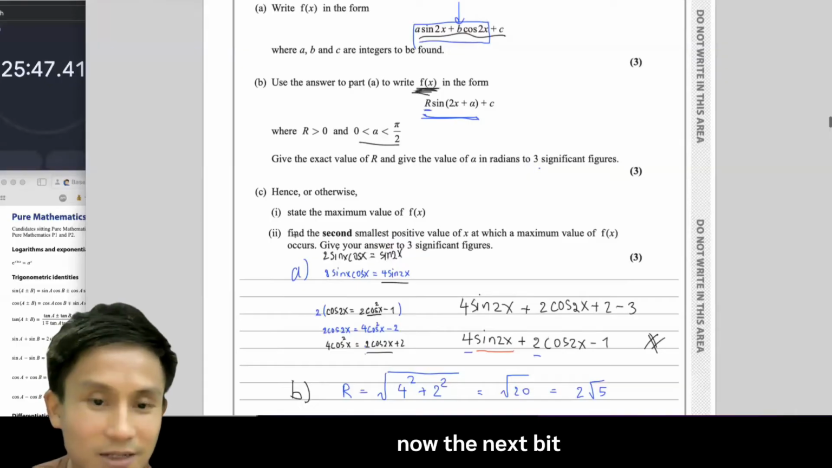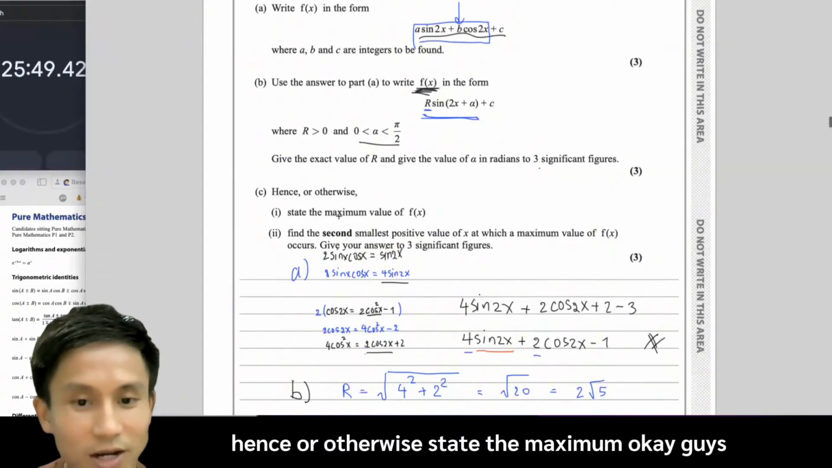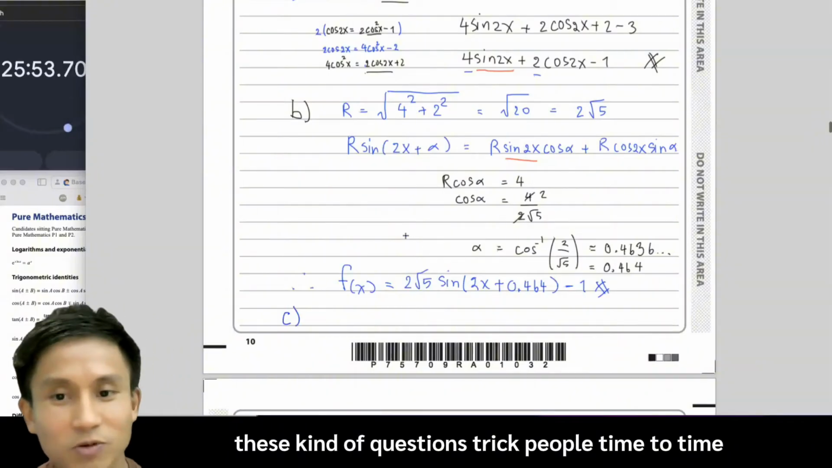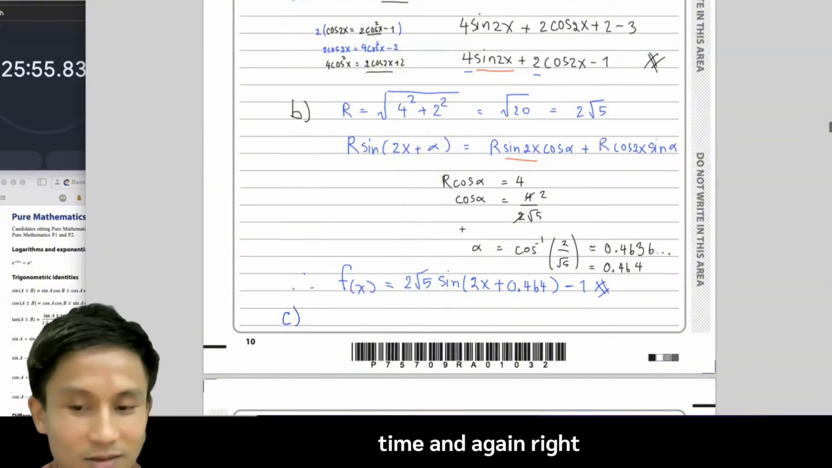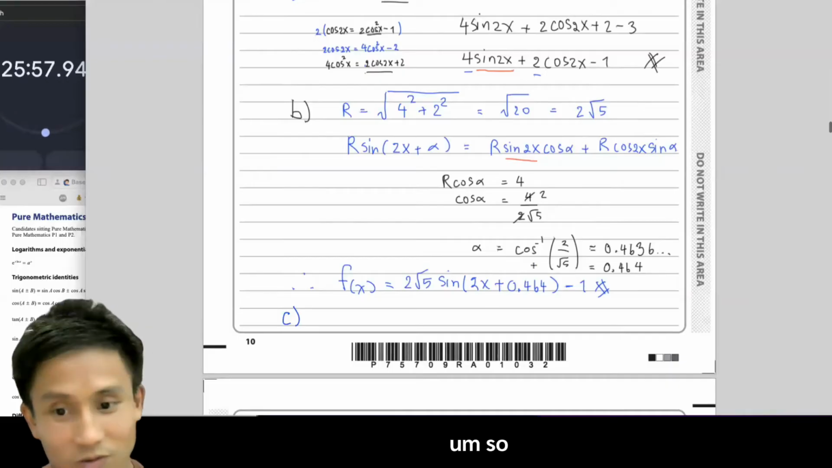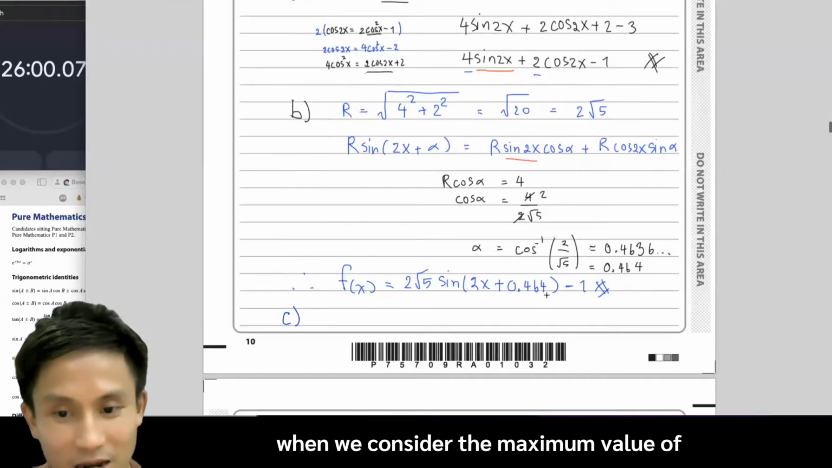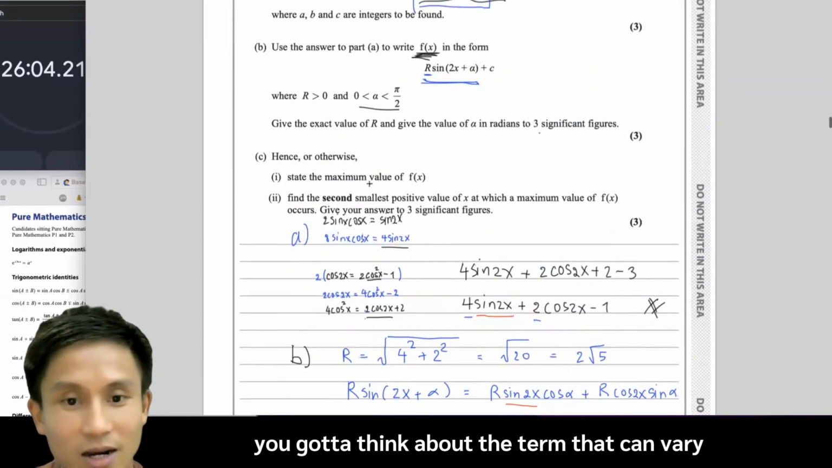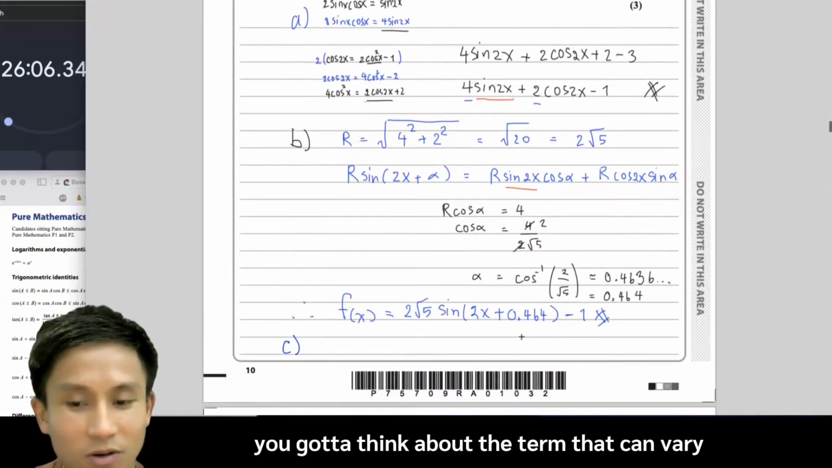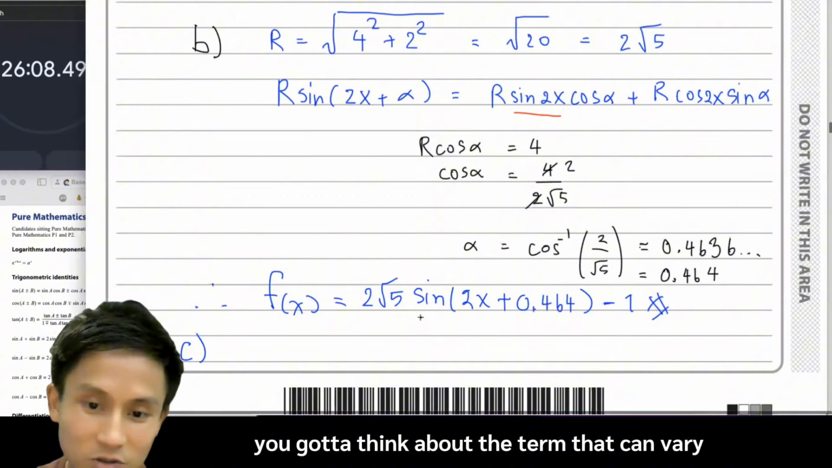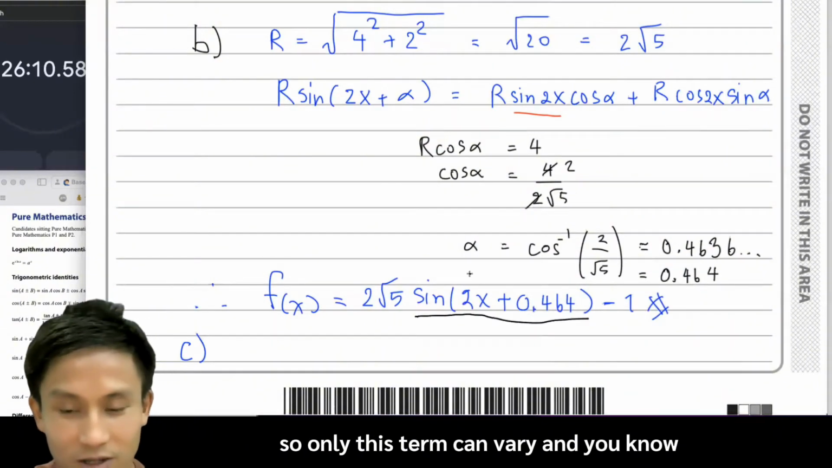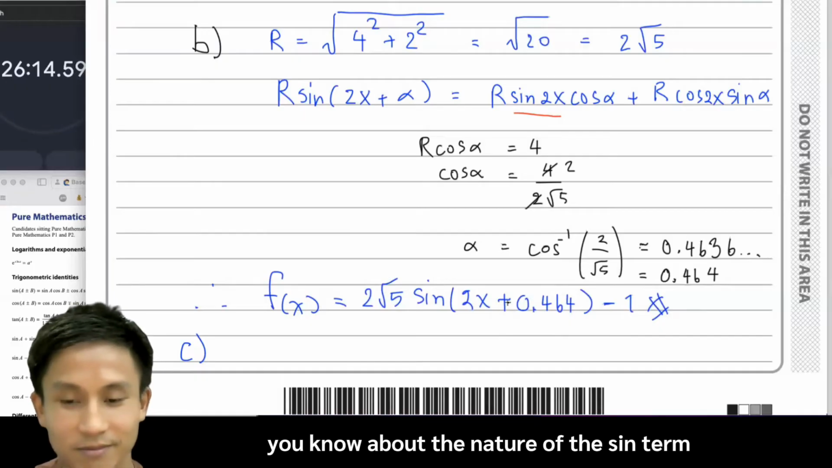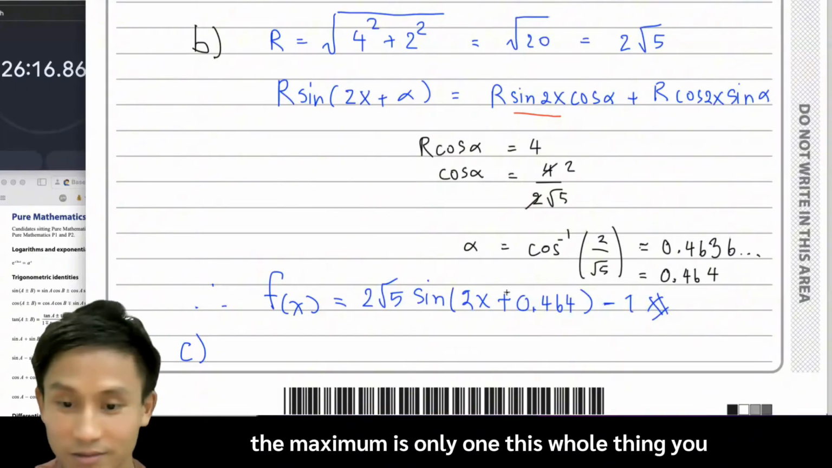Now the next bit, hence or otherwise, state the maximum. Okay, guys, these kind of questions trick people time and again, right? So when we consider the maximum value of a partially harmonic function like this, you got to think about the term that can vary. So only this term can vary. And you know about the nature of the sine term. The maximum is only 1.